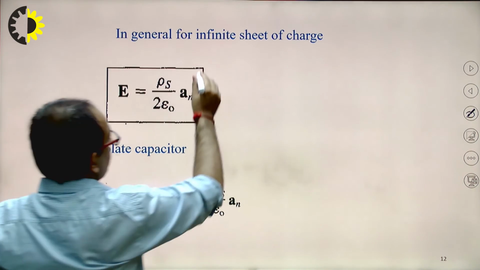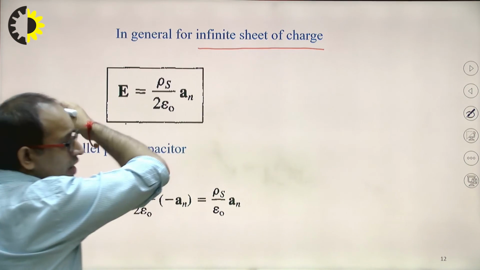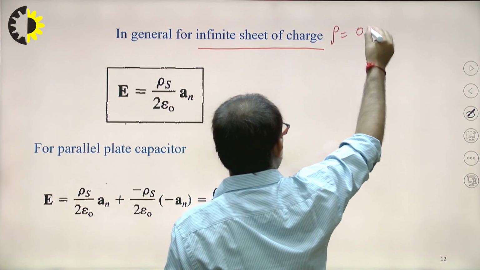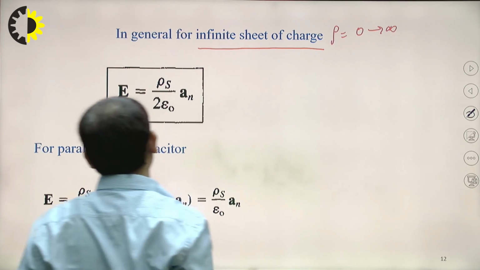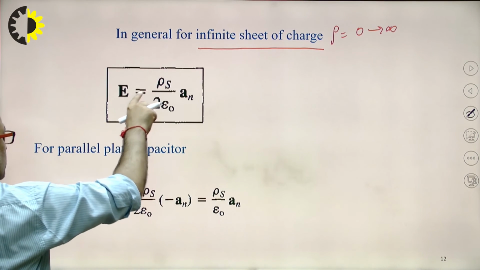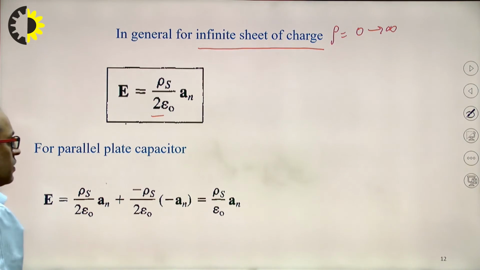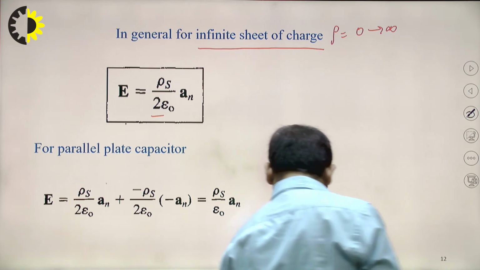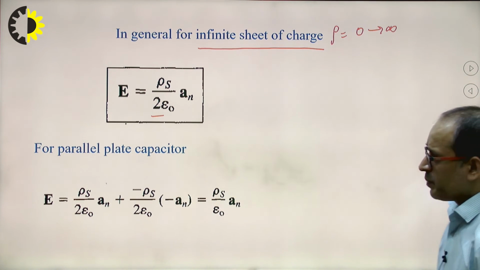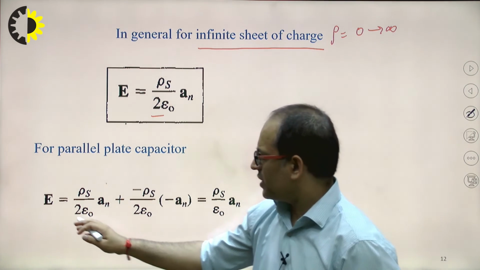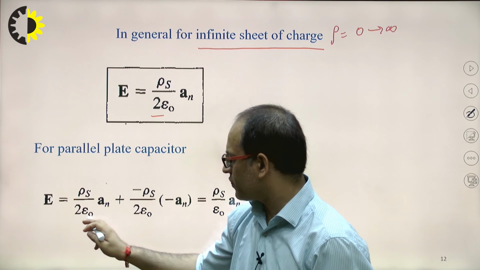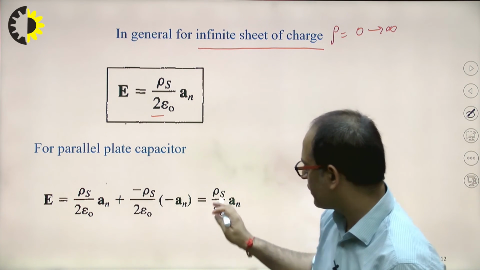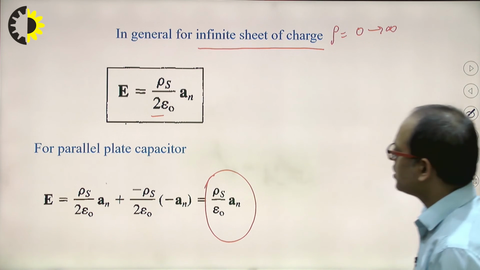So for the infinite sheet of charge, in which I have taken rho from 0 to infinity, the E vector equals rho s a cap n upon twice epsilon naught. Now for the parallel plate capacitor, you will see that the electric field, that is rho s upon twice epsilon naught a cap n plus minus rho s upon twice epsilon naught a cap n, will be equal to this one. How will it come?